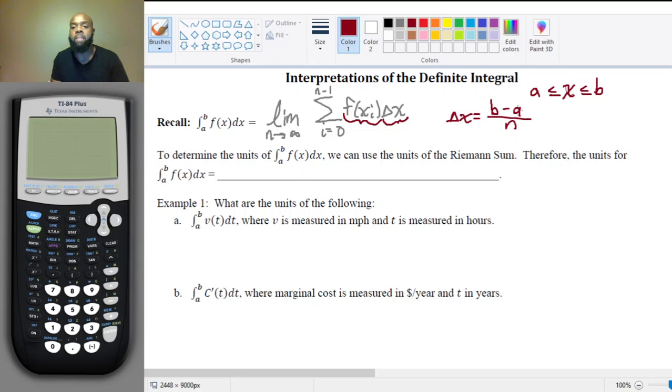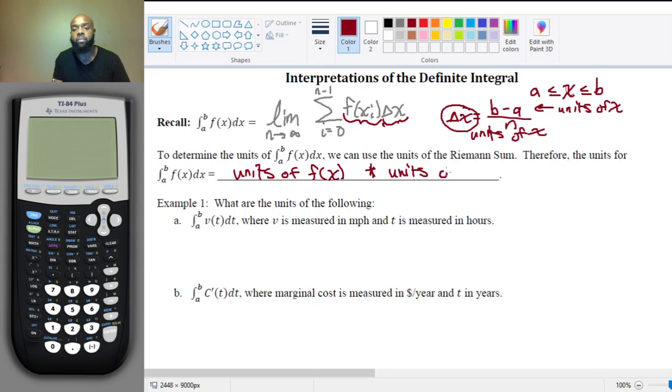And so when I do this b minus a, this is in the units of x, and this is just dividing that interval into sub-intervals. And so we divide that by n, which doesn't have a unit, so that's still going to be the units of x. So this delta x is the units of x, and then we're multiplying that by this f of x sub i. And so the units of our integral is going to be the units of f of x times the units of x, which is the same thing as that delta x, all right?